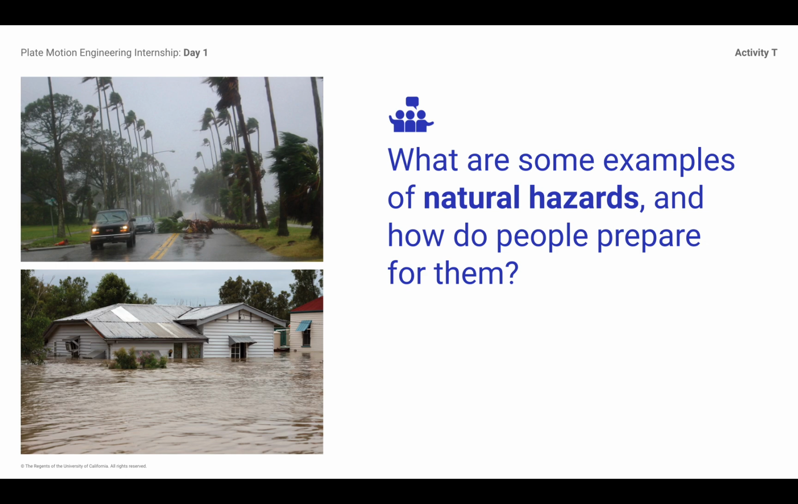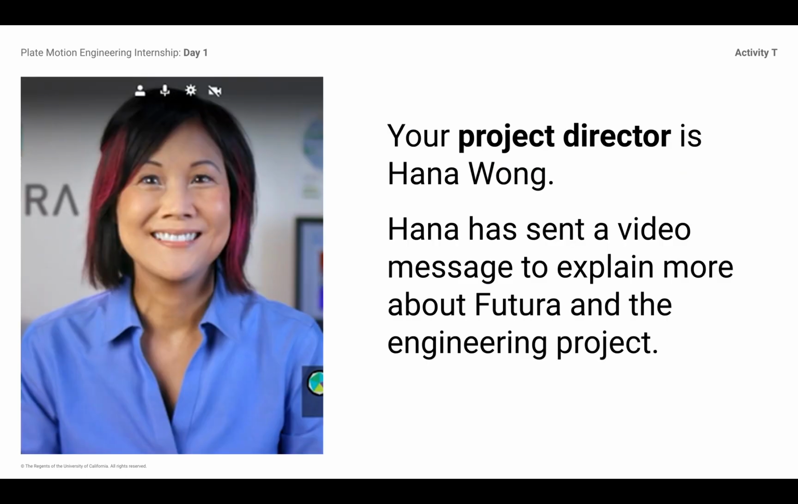Tornadoes are examples of a natural hazard. And again, we may not have days to prepare for a tornado, but we do have a tornado watch and a tornado warning. And the difference between those, a watch says, hey, the conditions are right, be ready. And a tornado warning says, hey, there's been a funnel cloud located in your area, in your immediate area, take cover now. So you have a project director, and her name is Hannah Wong.